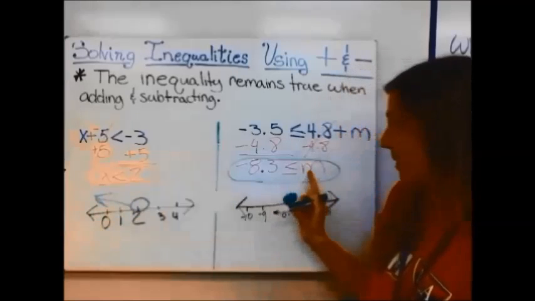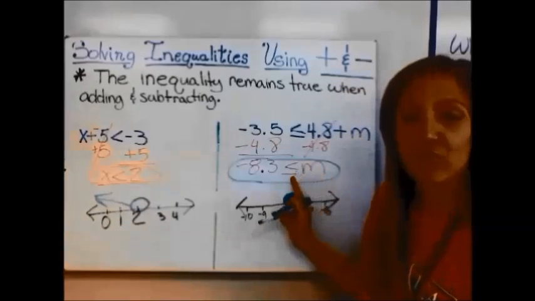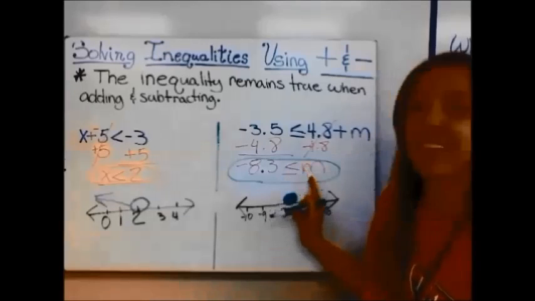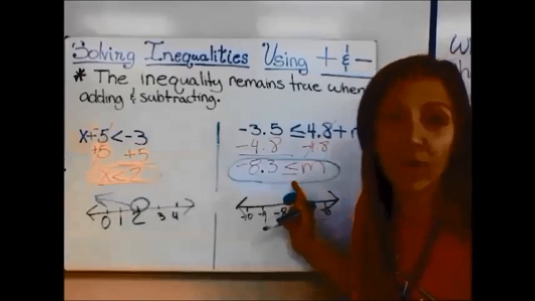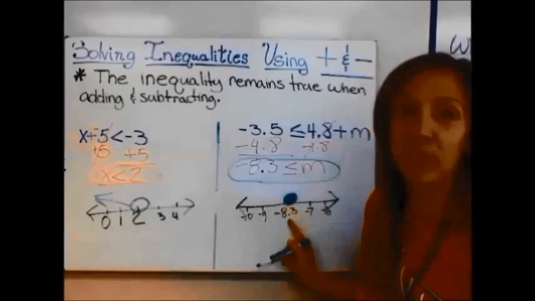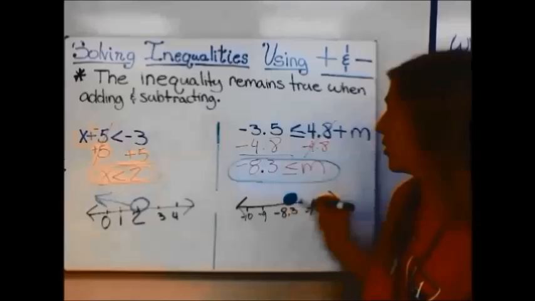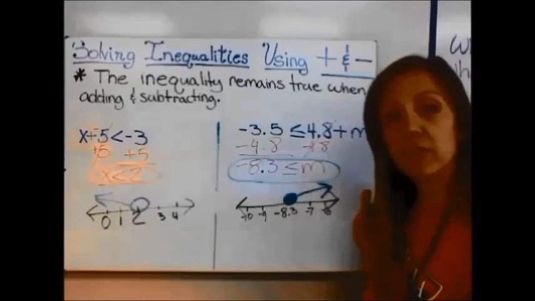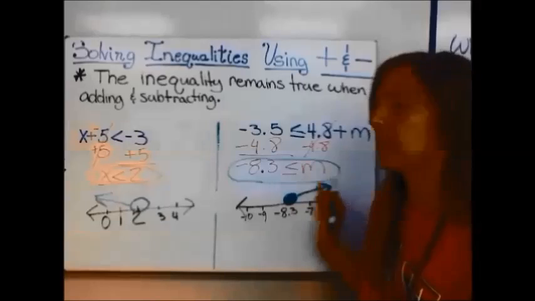In this example, m is greater than or equal to. So since m is greater, and again, I'm always graphing the variable, m is a greater number, greater than -8.3. So I'm going to point to greater numbers, which are to the right. The numbers that are greater than are always going to point right.